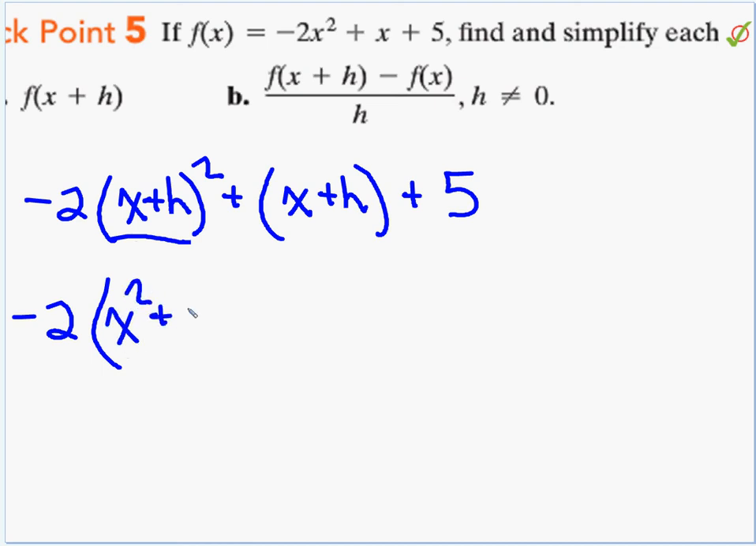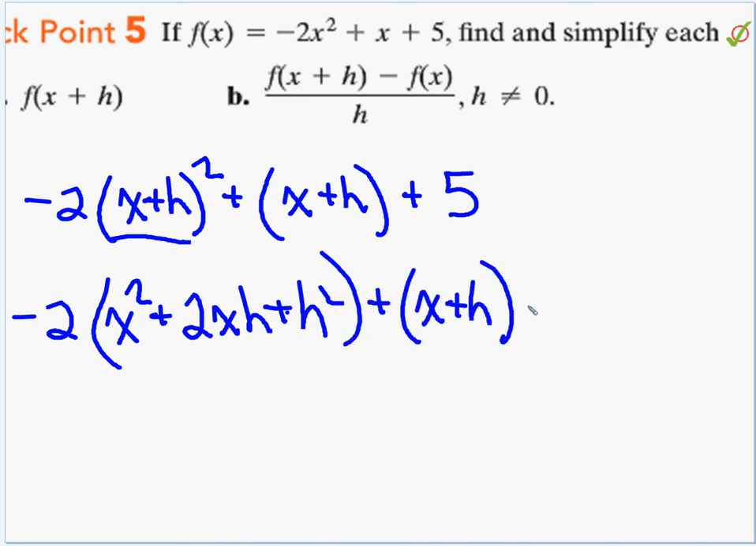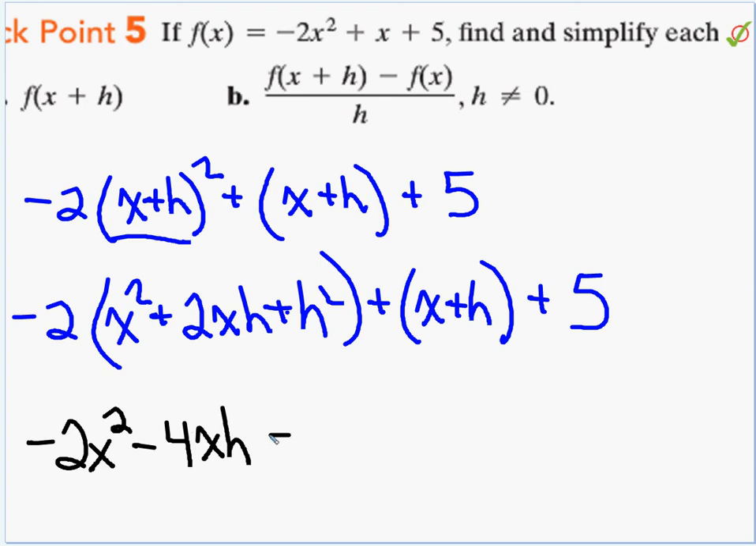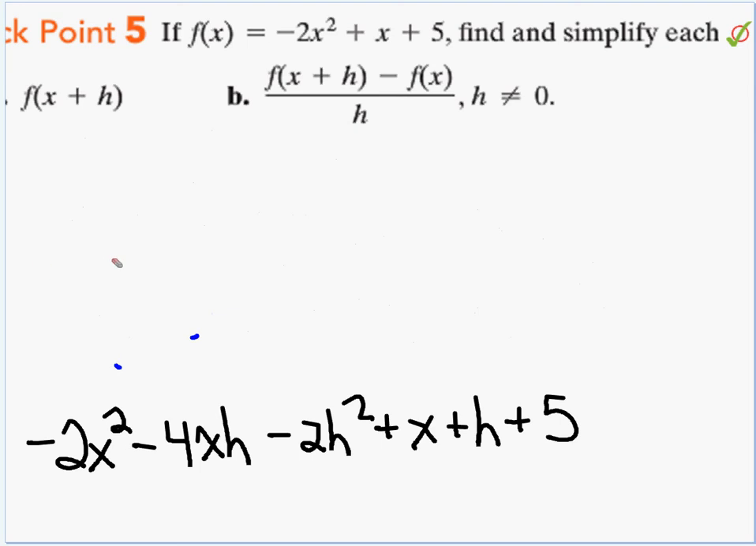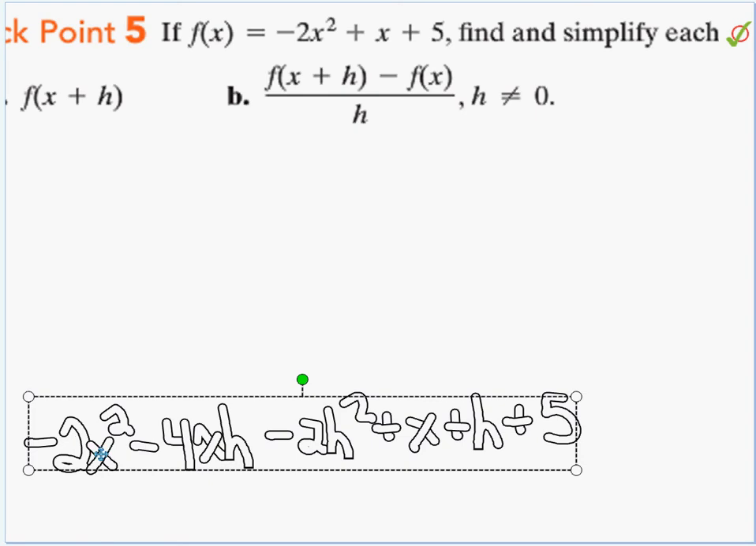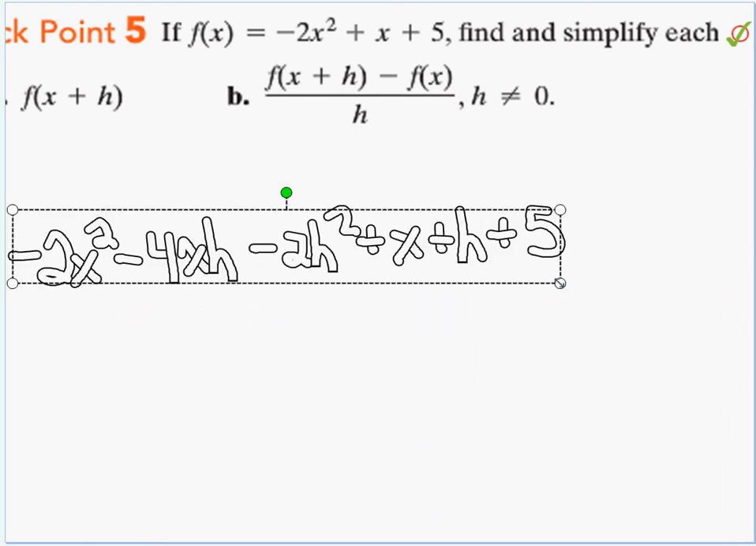So there's an x squared plus 2xh plus h squared, and then plus x plus h plus 5. Distribute the -2, minus 2x squared minus 4xh minus 2h squared plus x plus h plus 5. So there's the answer to part A. We've evaluated the function at that quantity x plus h. And now we use this in the numerator of part B.